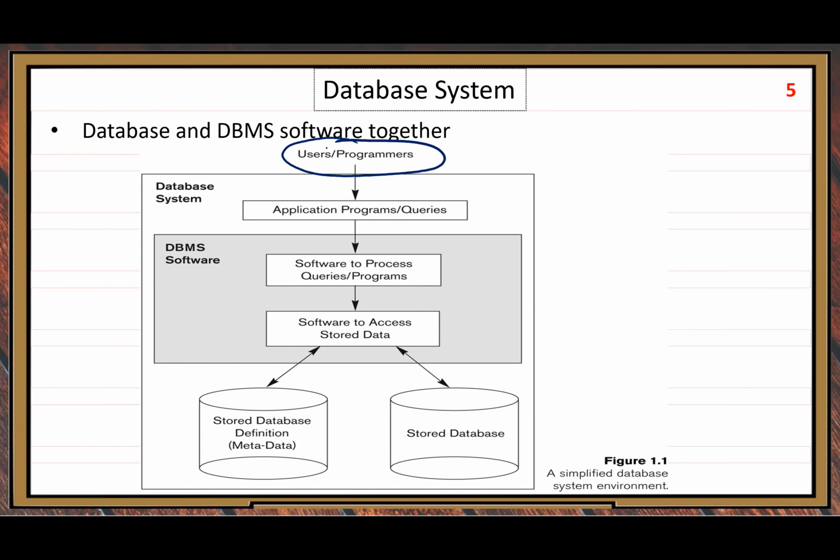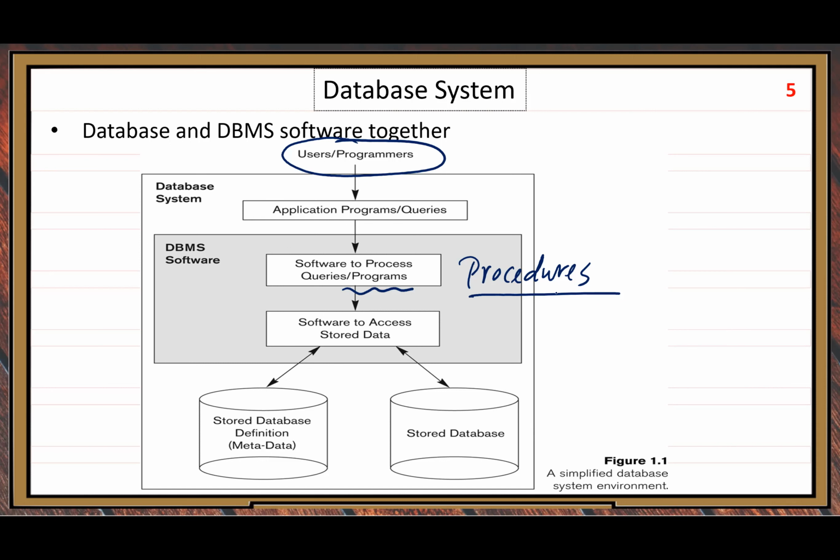Then the DBMS software: you can see software to process queries and programs. Here programs you can understand as procedures, but not application programs. Application programs are not controlled by the DBMS; your application programs only communicate with the DBMS. The DBMS cannot control application programs. So the programs here refer to DBMS procedures. And then there is software to access stored data.